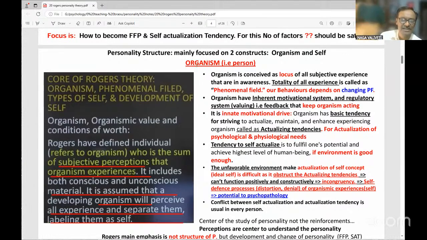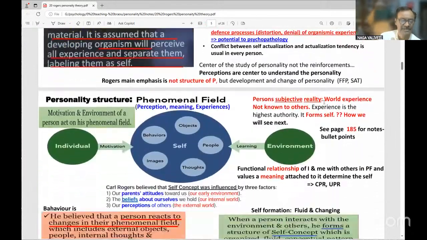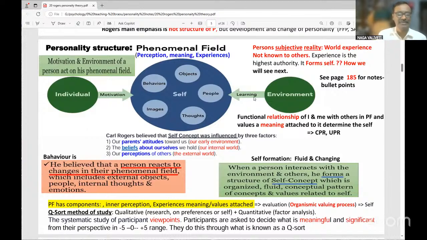This is the organism as a person, and we will see the elements in it. We are studying the person's phenomenal field again. Here, individual motivation is there, and from the environment, learning takes place since childhood. Here he focused more on parental unconditional love. So what is the phenomenon? I already told you, there is a perception. You experience it and give it meaning, positive or negative evaluation happens, and you organize that in your self. How you organize it, we will see now.